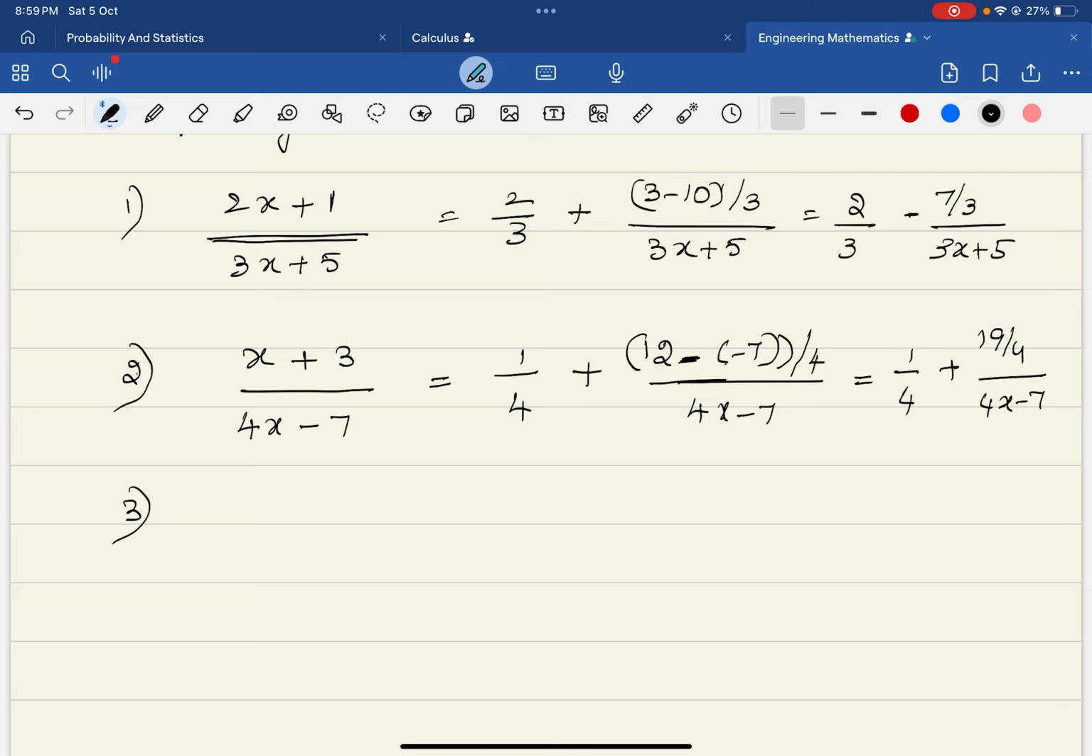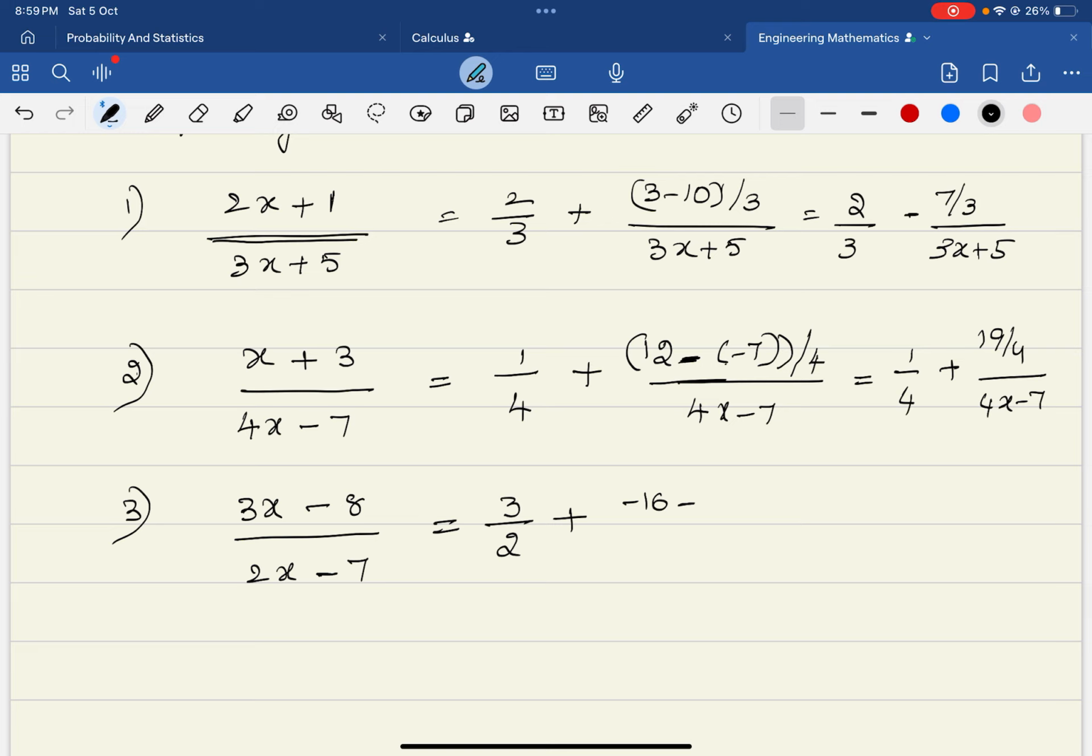I'll do one more problem for your understanding. For example, I have a fraction like this. Suppose 3x minus 8 over 2x minus 7. Now again what do you write? First thing is 3 over 2, first one. So this is 3 over 2 first, plus. Now you have to take the first one, which is minus 8 into 2, which is minus 16. So it is minus 16.